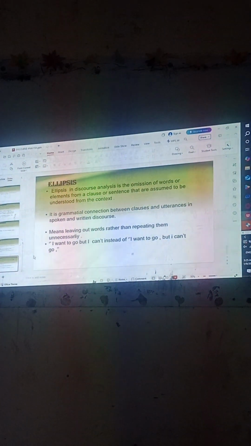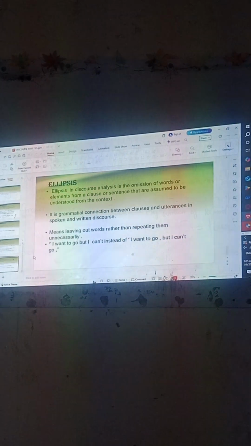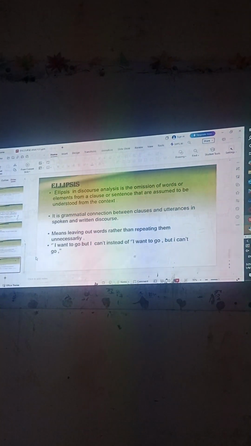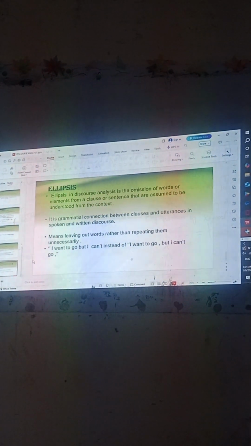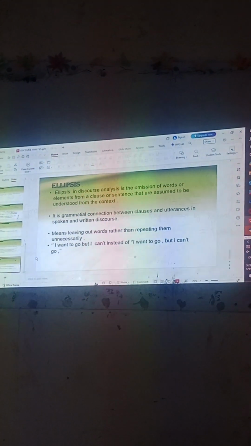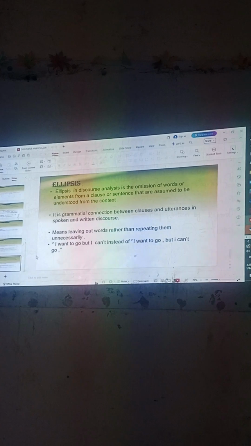Ellipsis is the omission of a word or a group of words. Like if I say, I want to go but I can't, instead of I want to go but I can't go, I just remove the word go. Certain word omissions are there. You need to understand from the context. Sometimes you leave out the rest of the sentence. For example, do you want to go to the movie tonight? And somebody says, no, I don't want to go to the movie tonight.